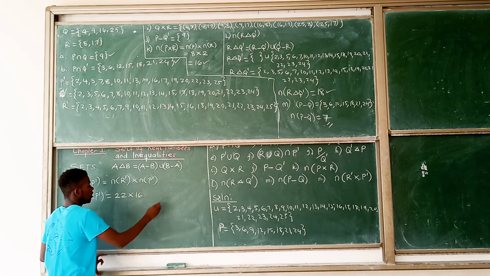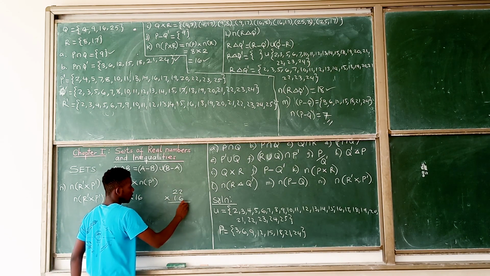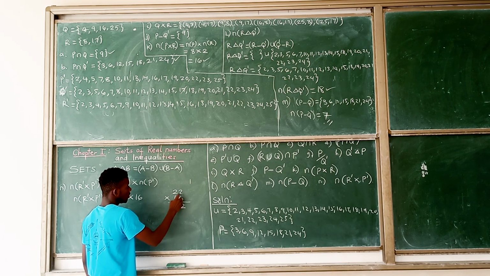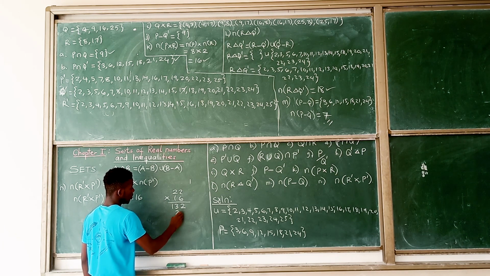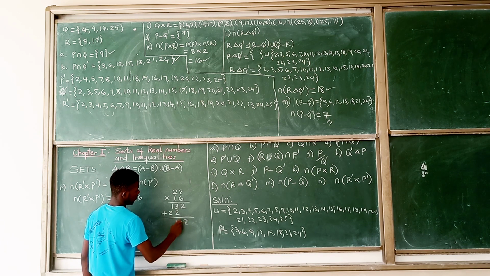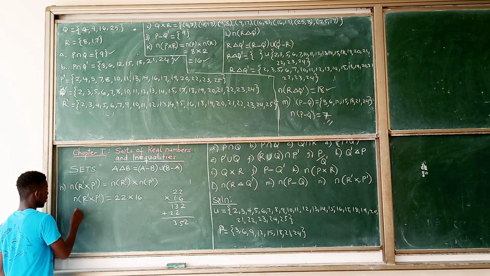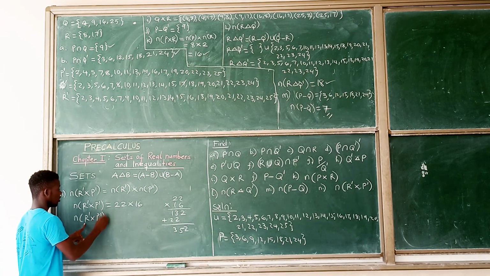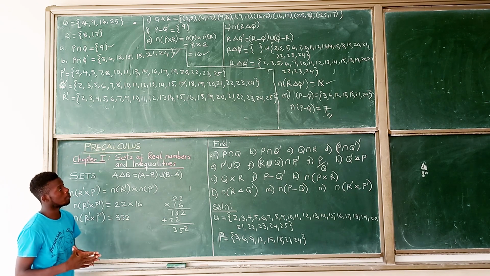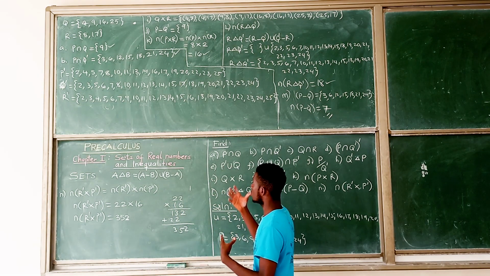So if you multiply 22 by 16, what will you have? 6 times 2 is 12, write 2 carry 1. 6 times 2 is 12 again, plus 1 is 13. 1 times 2 is 2, and 1 times 2 is 2. So if you add, you have 2, you have 5, and you have 3. So it's 352. So the number of elements in R complement cross P complement is just 352. So this is how we come to the end of this tutorial class.